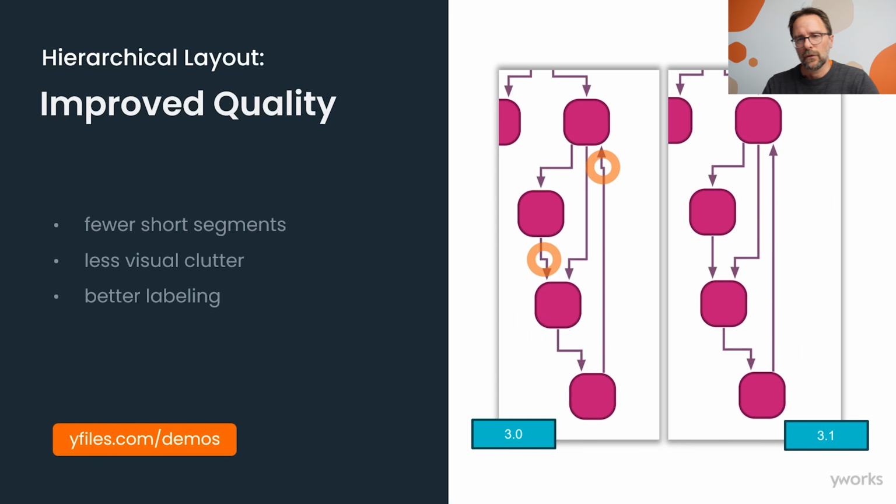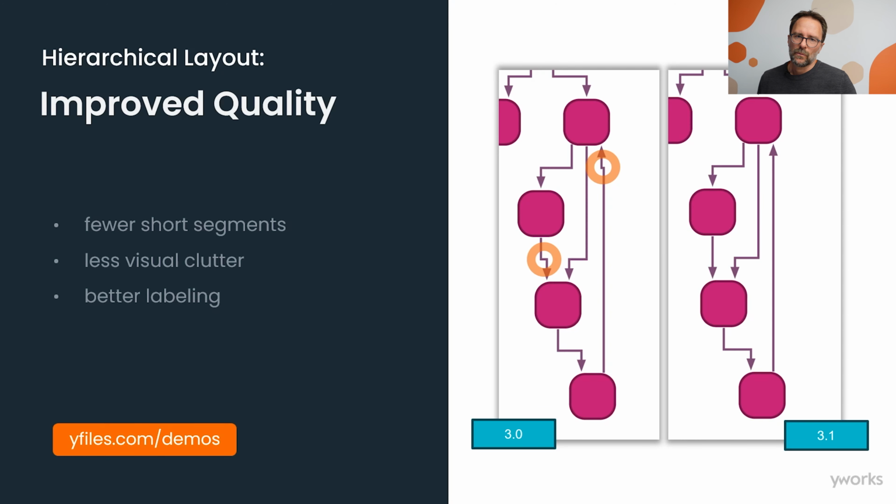Another improvement that we did for the hierarchical layout was with respect to quality. So the hierarchical layout typically tries to come up with an optimal placement of the nodes. And optimal in the sense that it's a balanced layout. So as you can see in the diagram over here, this could sometimes result in a few very short segments, like we have it over here. And although it is, technically speaking, the more balanced layout, it introduces visual clutter.